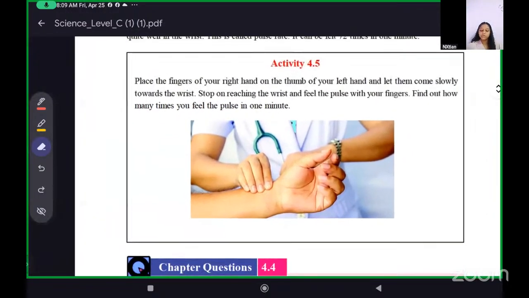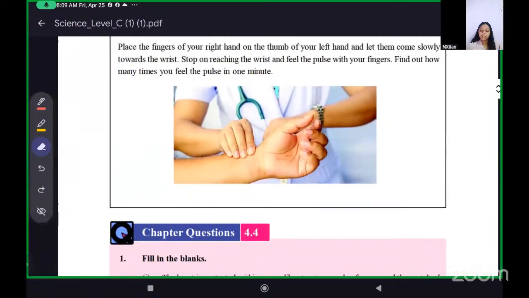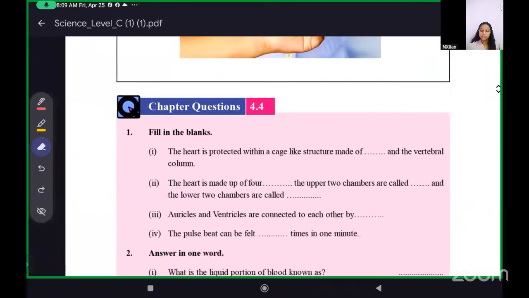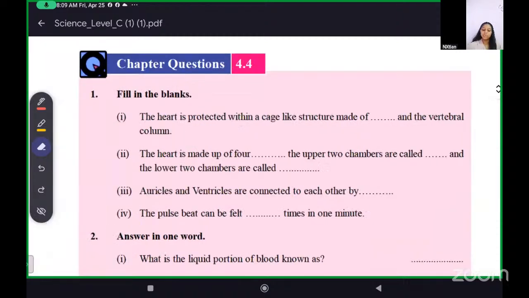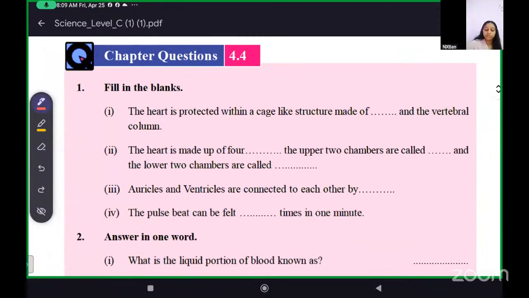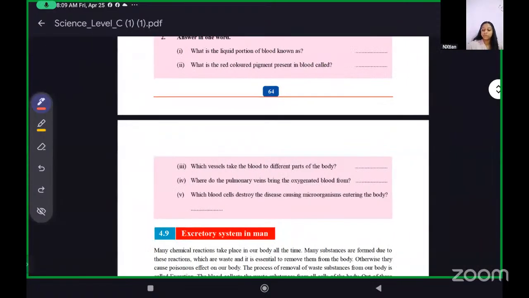All right. Then 4.4 is homework for you. This is homework for you.